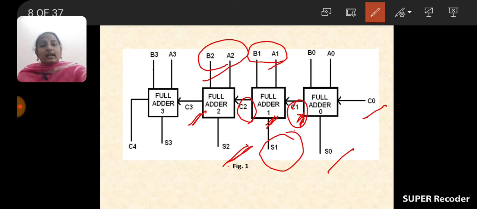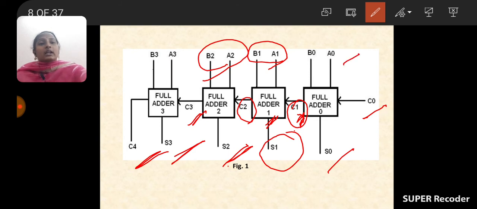So that is full adder 3. For full adder 3, A3, B3, C3 is connected. According to full adder logic, these 3 bits must be added and produce the sum S3 and C4. So in this way, the 4-bit parallel adder will add the 4 bits, meaning 2 nibbles, at the same time.